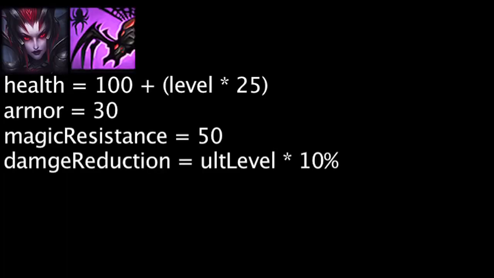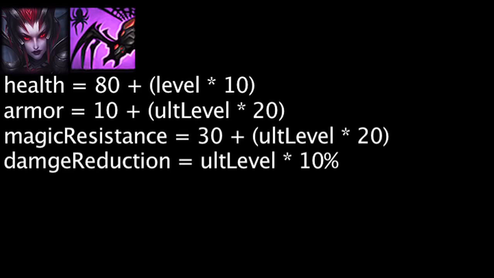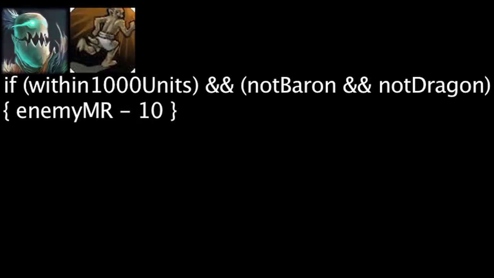Ashe will now gain one more focus stack per second at all levels. Elise's spiderlings have had their base health reduced by 20 and will gain 15 less health per level. Their base armor and magic resistance has been reduced by 20, but will gain armor and magic resistance equal to 20 times spider form's current level. The multi-target damage reduction will now be equal to 25% instead of 10% times the spider form's current level times 10%. Fiddlesticks's Dread will no longer reduce Baron Nashor or Dragon's magic resistance by 10.